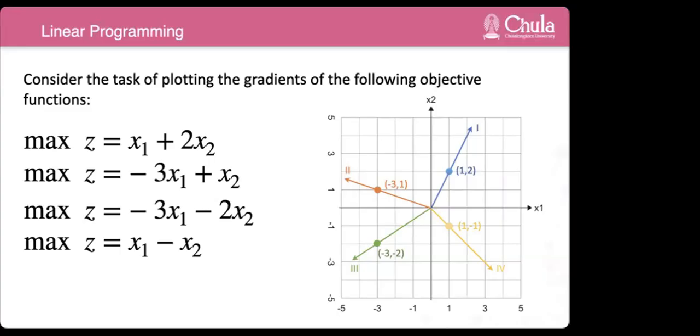Yes, it's linear. What we draw here is not the objective function. It's the gradient of the objective function. And why are there so many lines? Because we considered 4 objective functions. If we consider only the first objective function, of course, you consider only the blue line here.